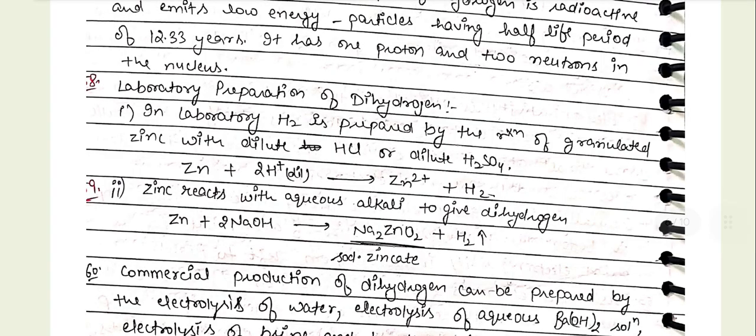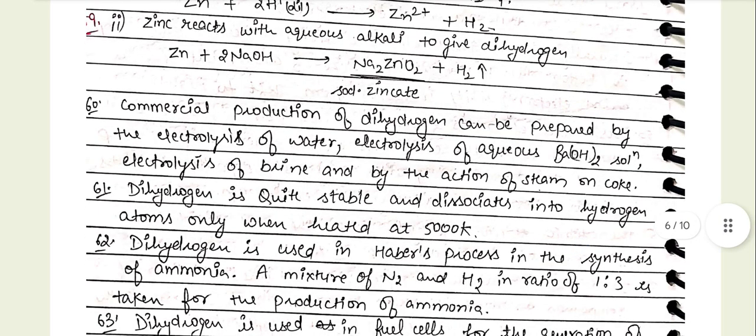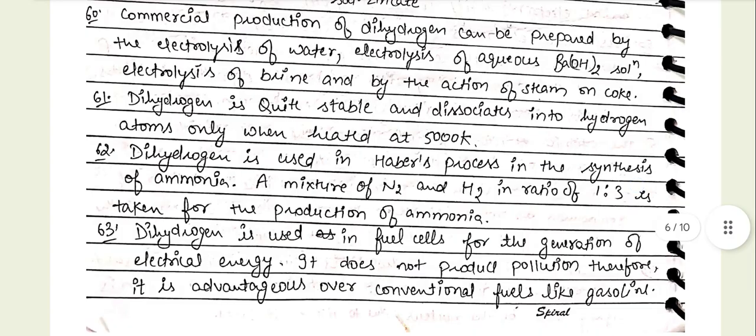Laboratory preparation of dihydrogen. In the laboratory, dihydrogen is prepared by the reaction of granulated zinc with dilute HCl or dilute H2SO4. Zinc reacts with aqueous alkali to give dihydrogen and sodium zincate. Commercially, dihydrogen can be prepared by the electrolysis of water, electrolysis of aqueous barium hydroxide solution, electrolysis of brine, and by the action of steam on coke.